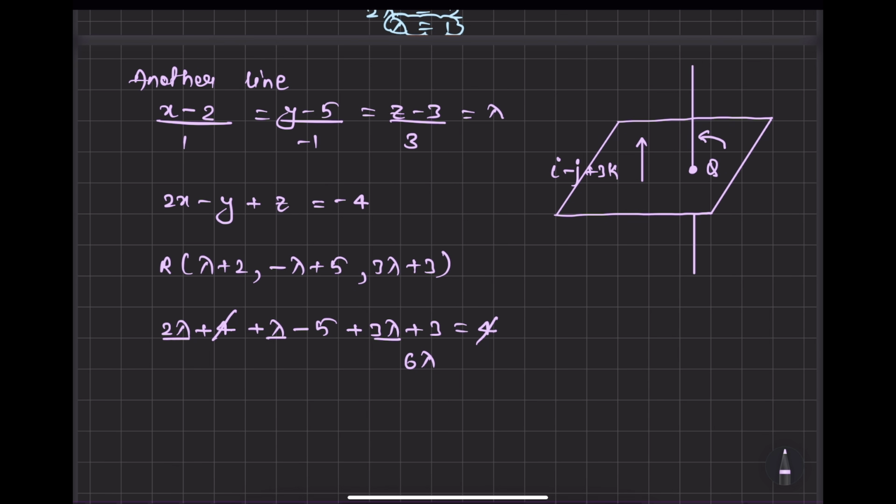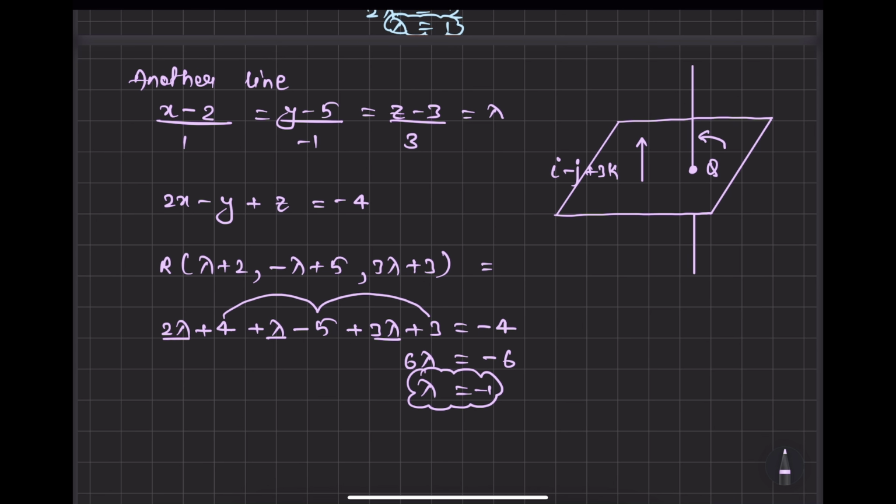And then, we did a mistake. This is minus 4. Okay, now it is minus 1 and then 2. So 2 this side, 2 that side, minus 2, 6. So lambda becomes minus 1. This time we got the value of lambda as minus 1.